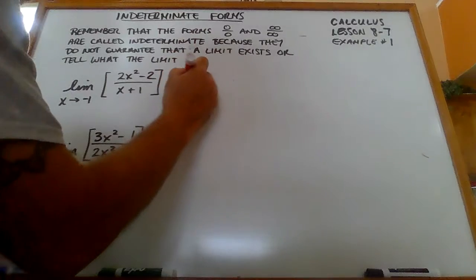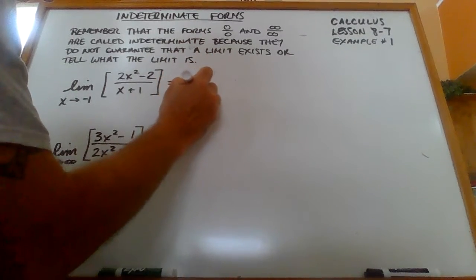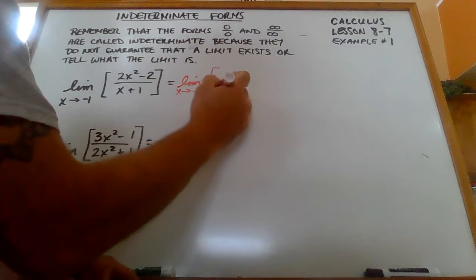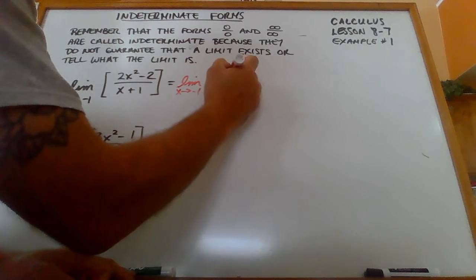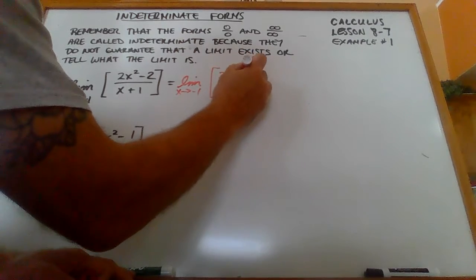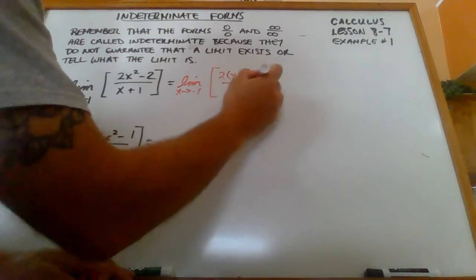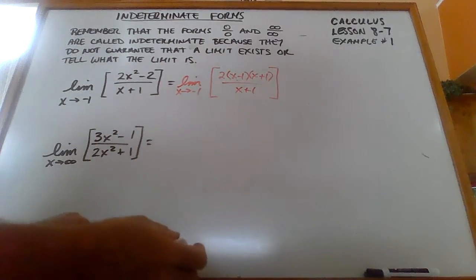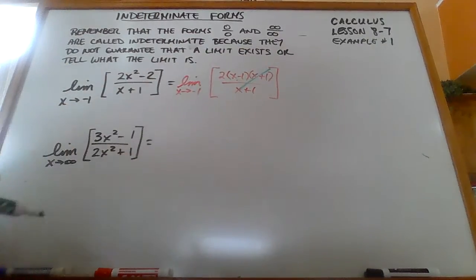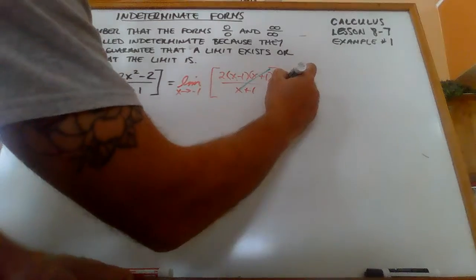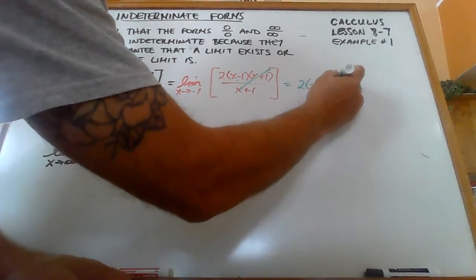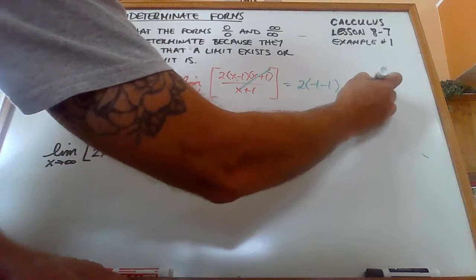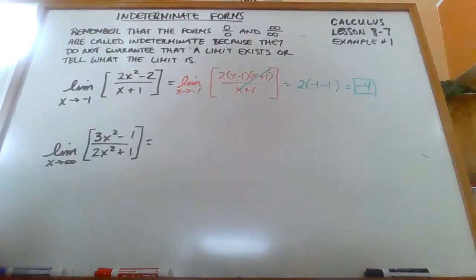What we did was we changed this to the limit as x goes to -1, and we factored this. So this was 2 times (x minus 1)(x plus 1) over x plus 1. And then the x plus 1's canceled out. Okay, and so we had the limit of this. And so we could plug in -1 here, and we'd get 2 times -1 minus 1, which came out to be -4. So the limit was -4.